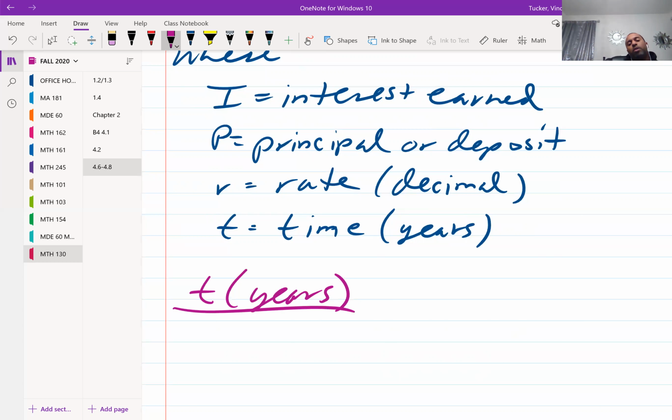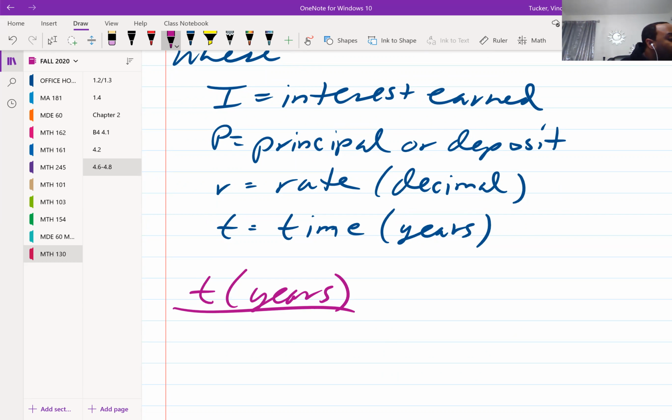So T being in years, you will have to convert it to years, unless specifically told otherwise. But for the most part, from what I see, you will be holding true to time being in years. So in other words, if it's not in years, you need to convert it to years. So if T is equal to 24 months, we all know that's 2 years, but the reason why we know that is because we would do 24 divided by 12, which would give us 2 years.